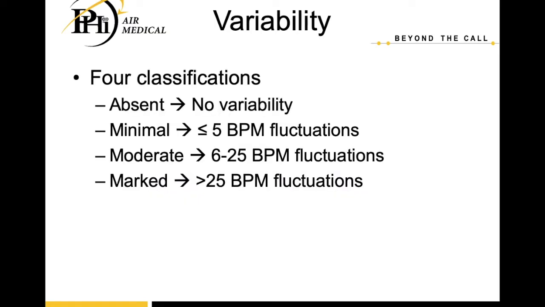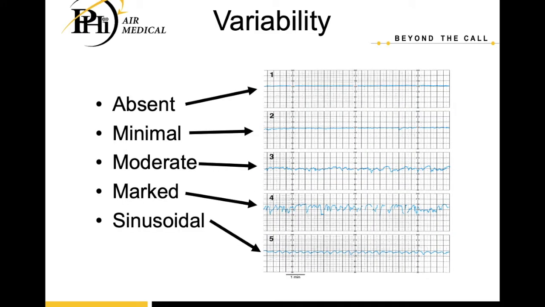There are 4 classes of variability. You can have absent variability, which would look like an asystole line. You can have minimal variability, which is less than 5 beat per minute fluctuations, meaning less than a half a little box. You can have moderate variability, which is anything from a half a box up to 25 beats per minute, which is 2.5 boxes. And then you can have marked variability, which is greater than 25 beat per minute fluctuations within a 1 minute span of time. We can see pretty good examples of what they look like.